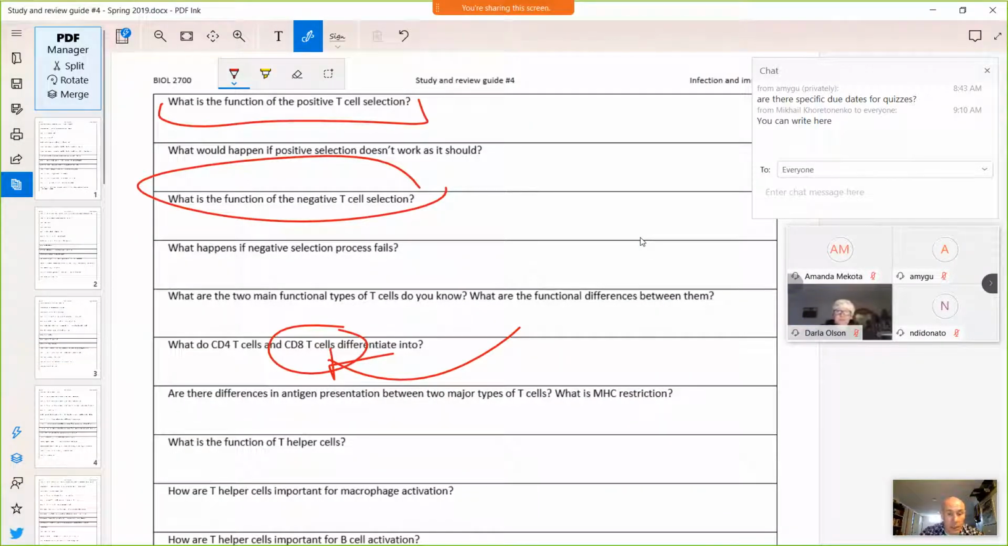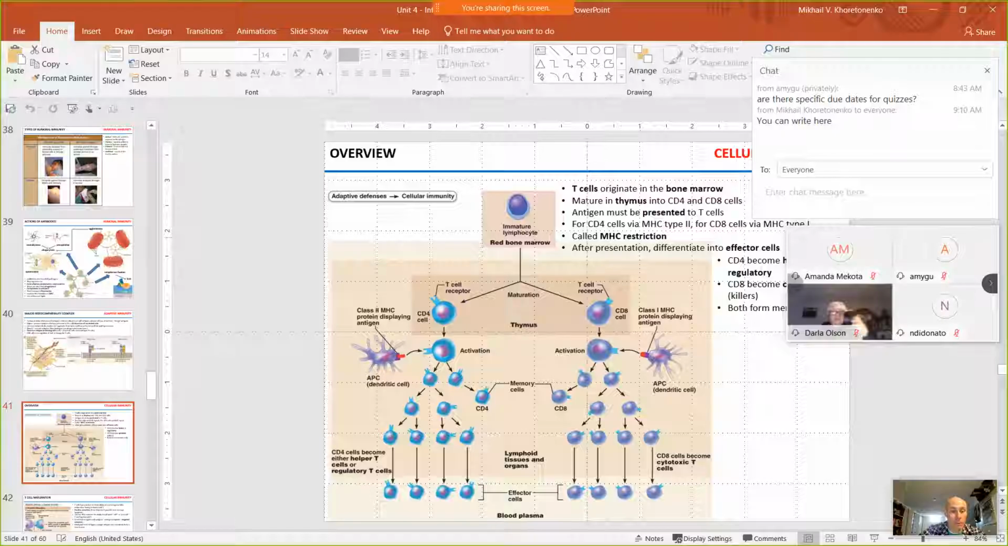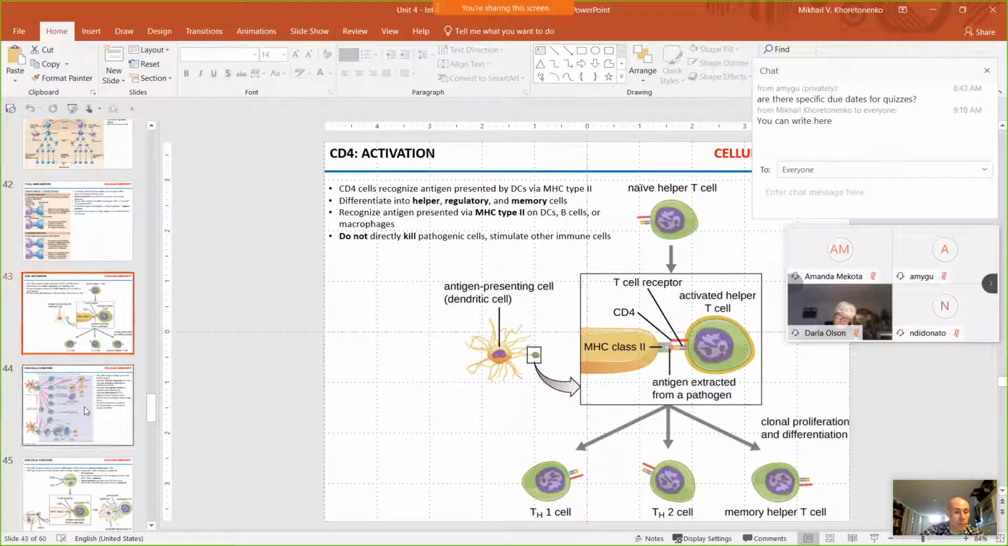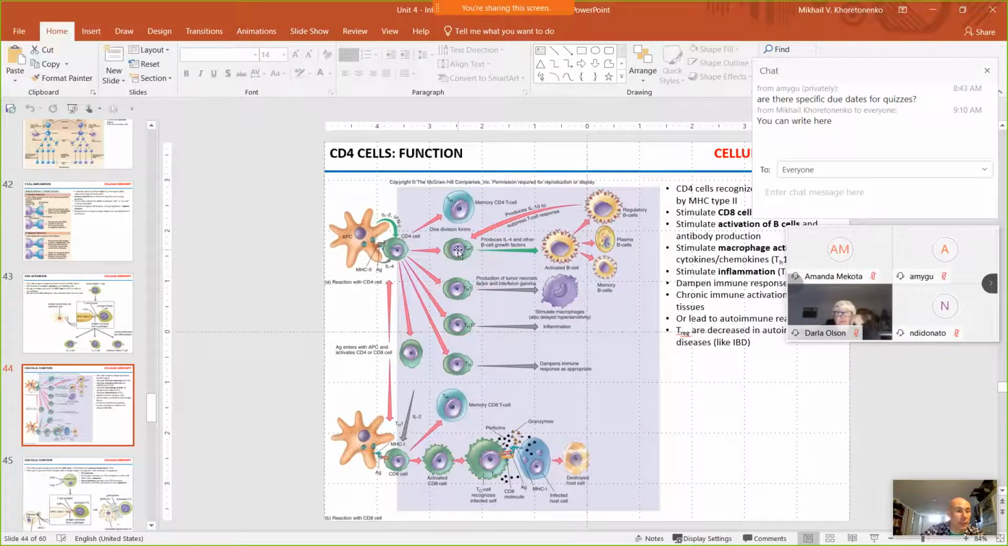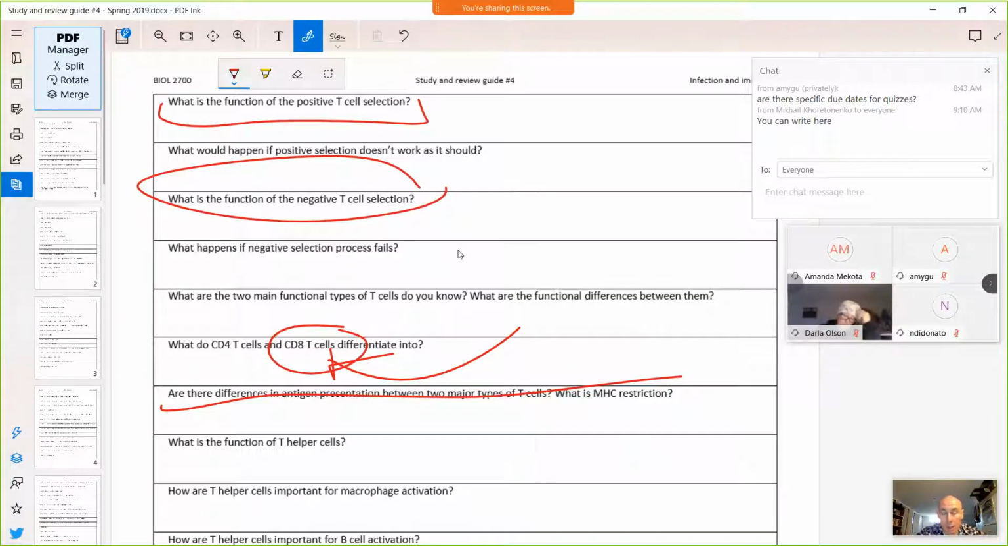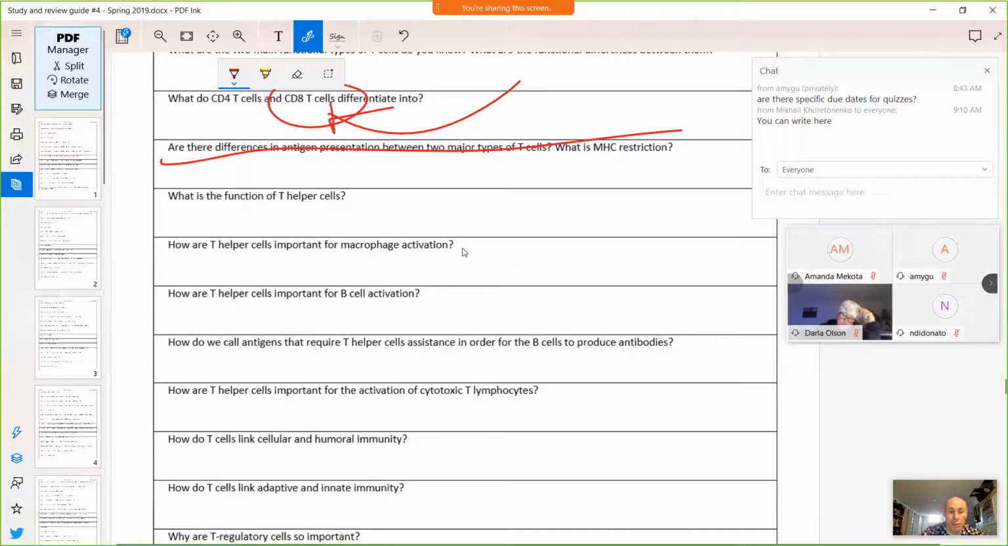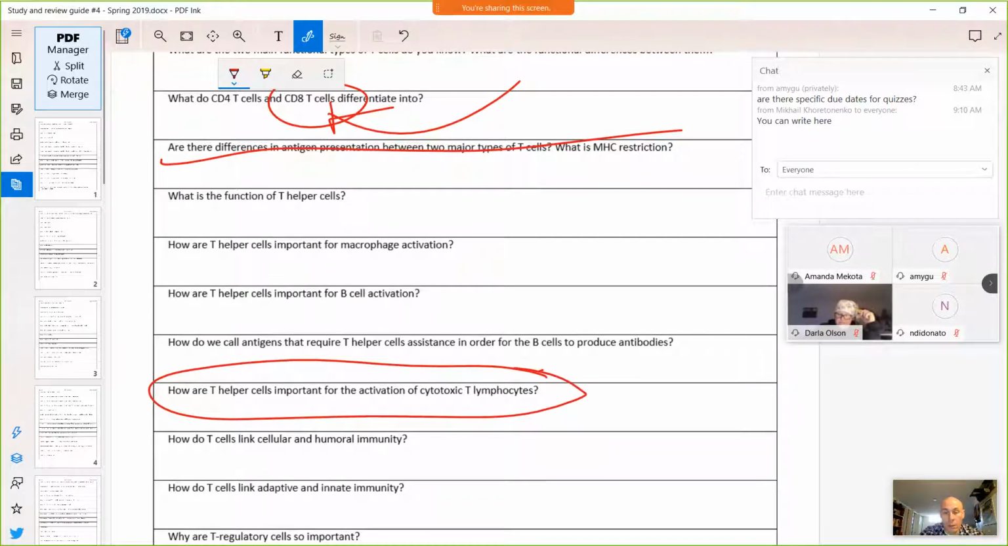We covered this. So helper cells. That is a really good picture here, slide number 44. Basically, helper cells, first of all, form a pool of memory cells, memory helpers. They also stimulate macrophage activation. They stimulate B cell activation. And they assist activation of cytotoxic lymphocytes.